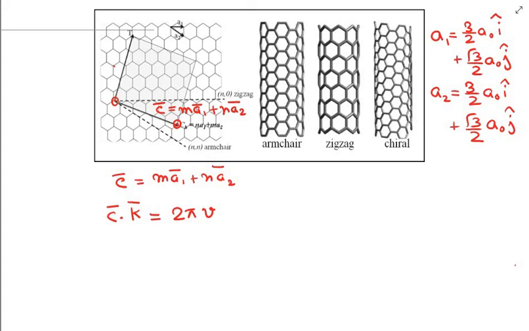This is the vector along which I am wrapping my carbon nanosheet. Because this point and this point connect up, whenever the wave function makes an entire loop around this nanosheet, the value should be the same. So the phase at this point and at this point should be the same. Otherwise that wave function cannot exist within the nanosheet.